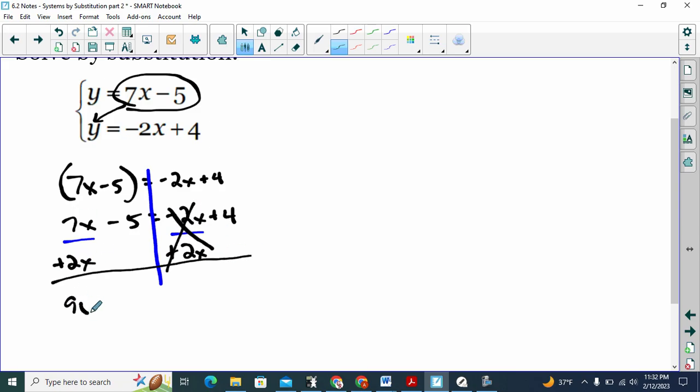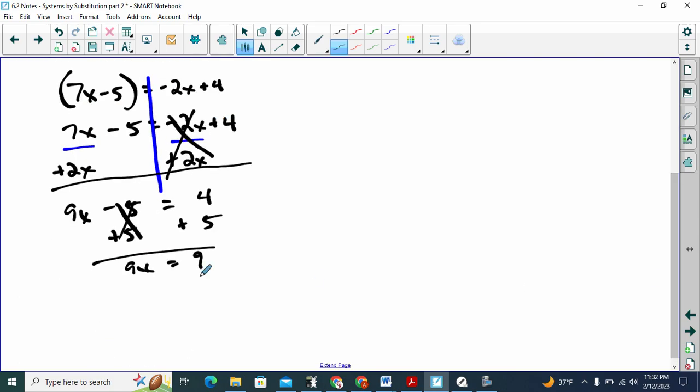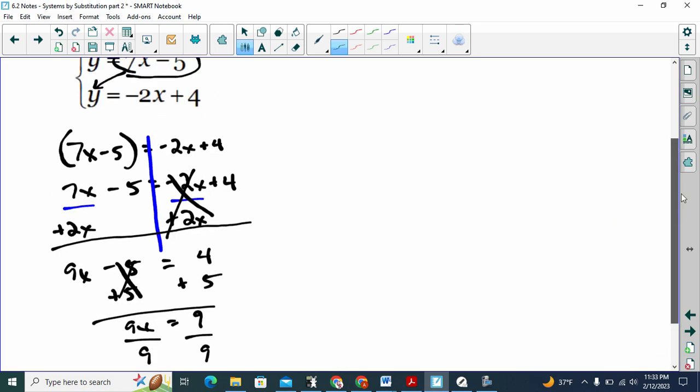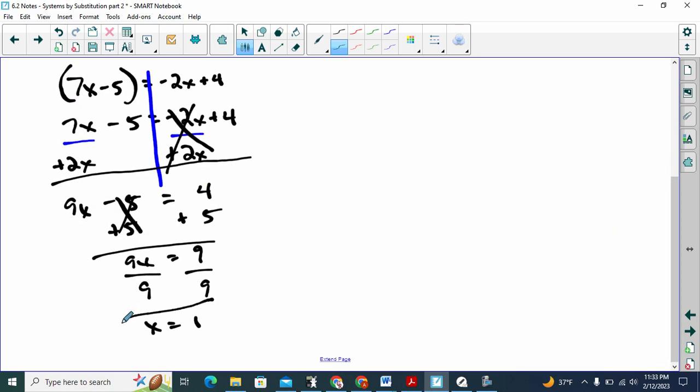7x and 2x is 9x. And we're down to a two-step equation, which we should know how to solve. Add 5. And divide both sides by 9. X is equal to 1. That is my x value.